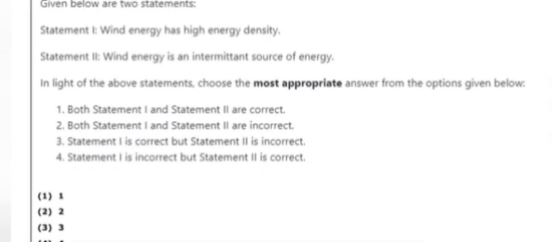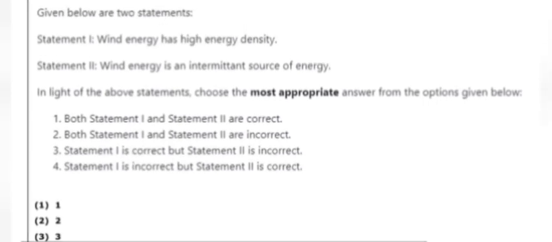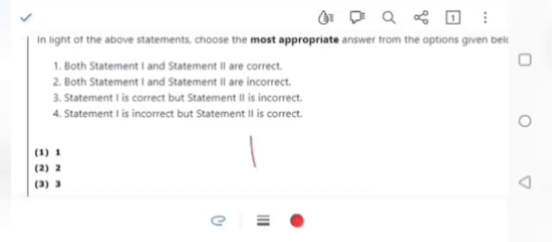Given below are two statements. One says wind energy has high energy density. Two says wind energy is an intermittent source of energy. Now choose one appropriate answer. Number 4 will be correct. 1 is incorrect but 2 is correct.